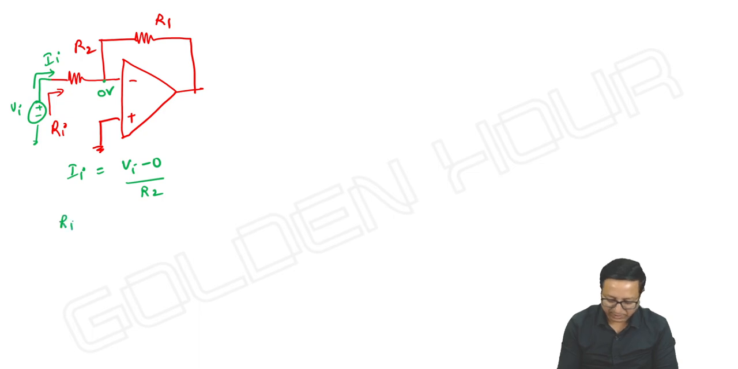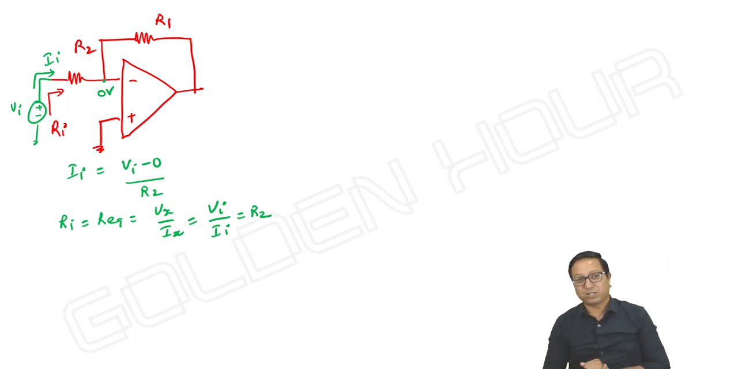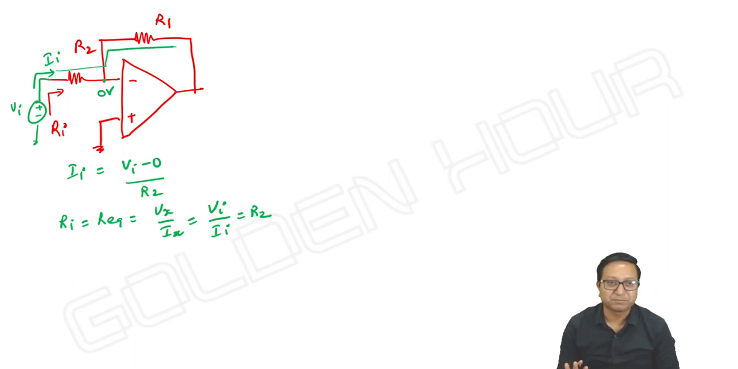Then Ri or R equivalent is equal to Vx by Ix. Instead of Vx, what I have? Vi, and instead of Ix, Ii. Its value is simply R2. It is as simple as that. It's not like R1 parallel with R2 or R1 plus R2, etc. The Ii may go like this, doesn't matter.